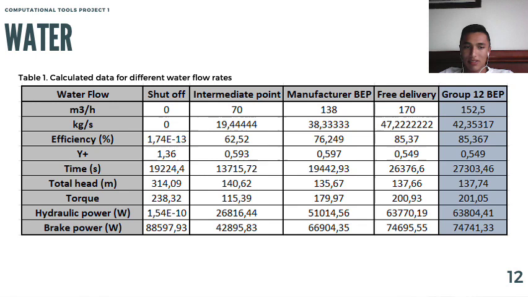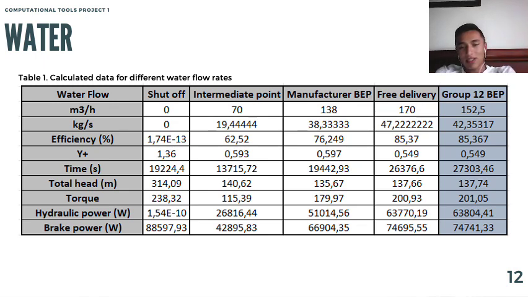The most important values of the graphic are the efficiency and the total head. We can observe that for the efficiency, the best value is the free delivery and the BEP of 12. And in the total head, the highest value is the shut off. That is because I have a flow rate of 0, and so it is higher.